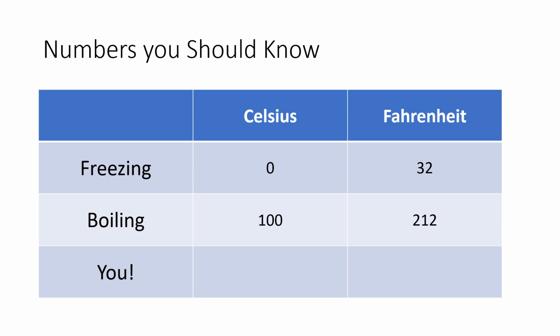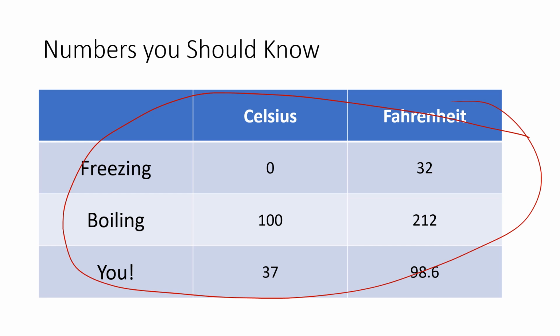How about you? What temperature are you? Hopefully you know 98.6 degrees Fahrenheit. In Celsius, you are 37 degrees, exactly 37 degrees Celsius. So again, I would work on committing these 6 numbers right here to memory. If you can replicate this chart, you'll be good.